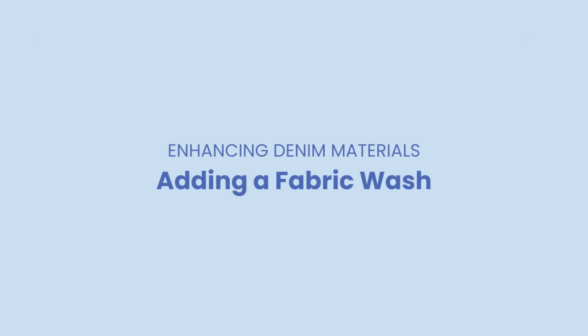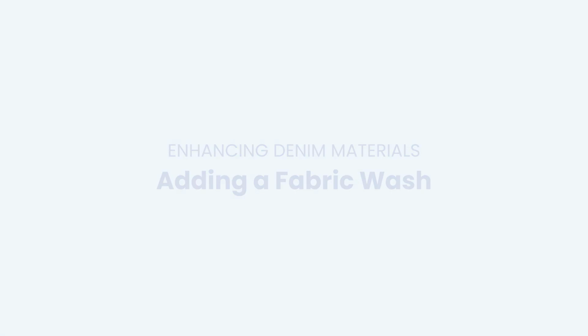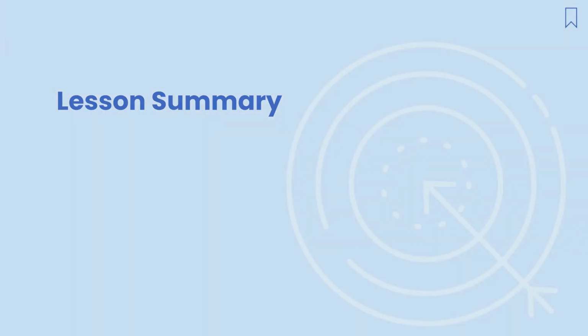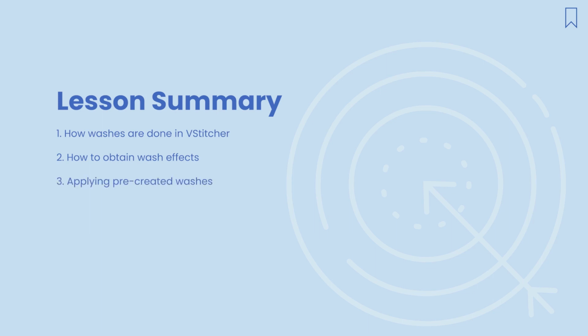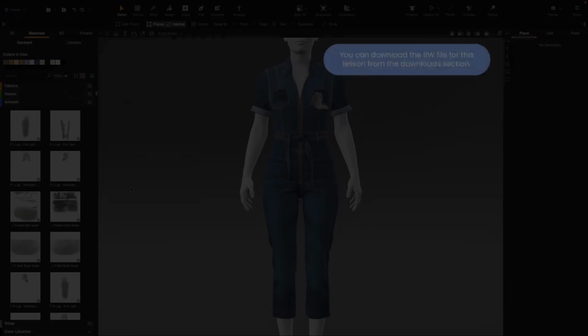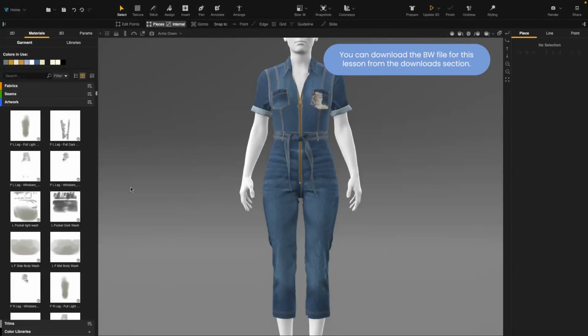In this lesson, we will learn how to add washes to a denim garment. We will be covering the following: an overview of how washes are done in V-Stitcher, how we can obtain wash effects, applying pre-created washes, and the Genealogia dry finish library. You can download the BW file for this lesson from the download section.